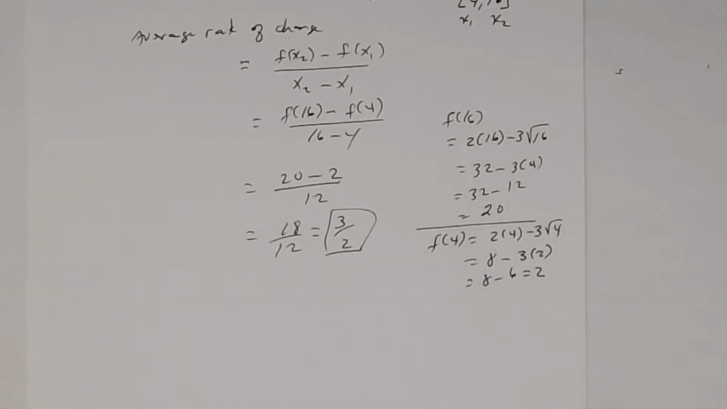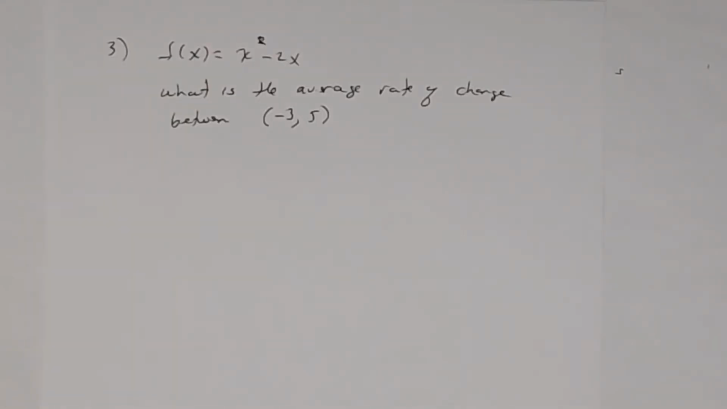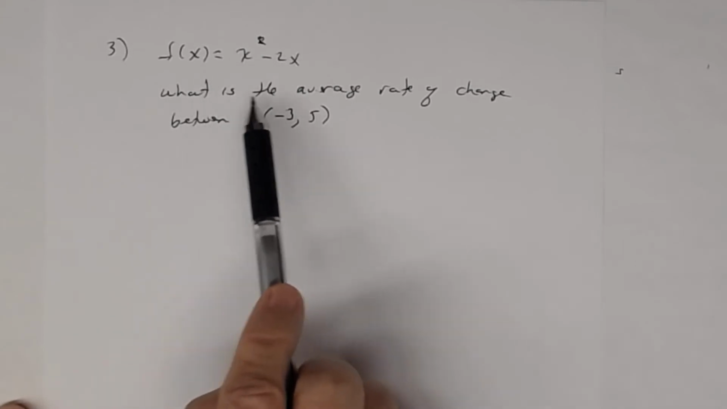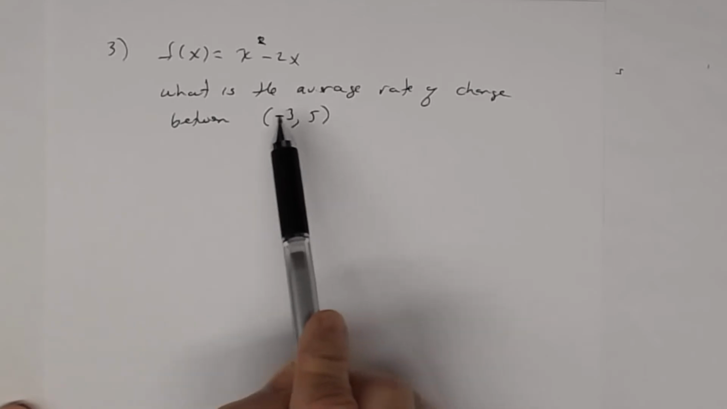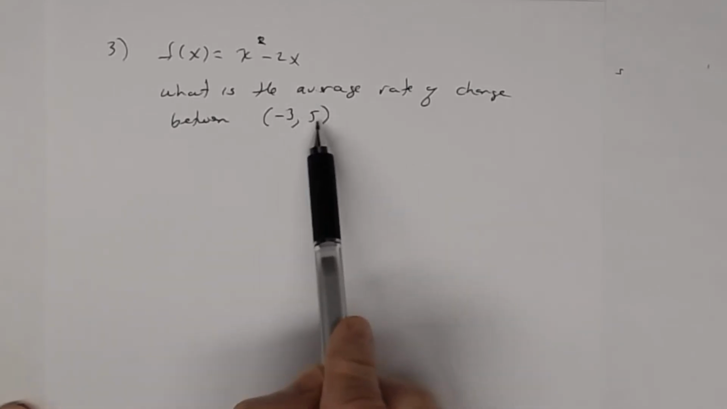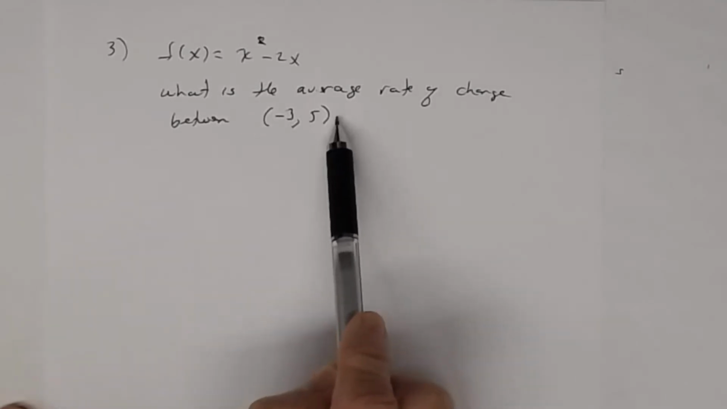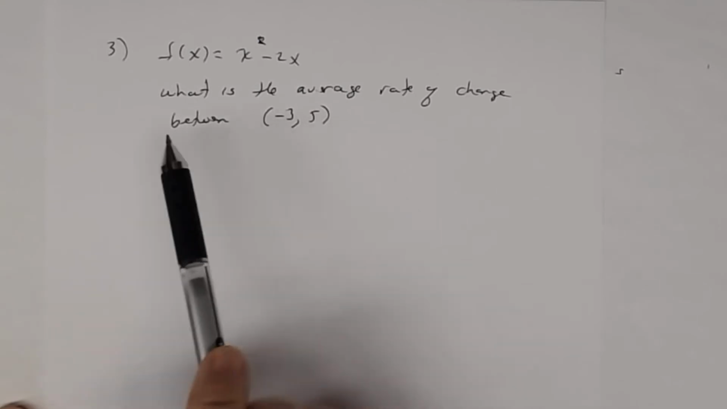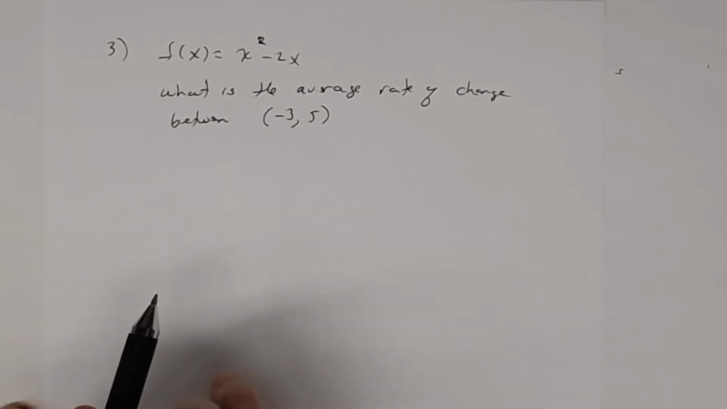Okay, number 3, let's look at this function. This time our function is x squared minus 2x. And the question is, what is the average rate of change on the interval -3 to 5? I put an open parenthesis here just to remind you that it does not matter whether you use brackets or parentheses. You want to find the average rate of change from -3 to 5.